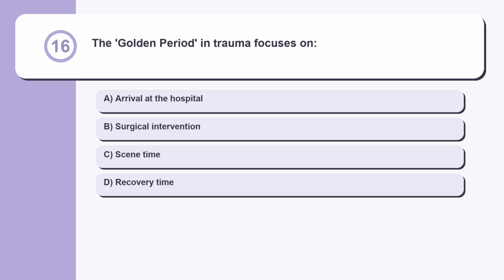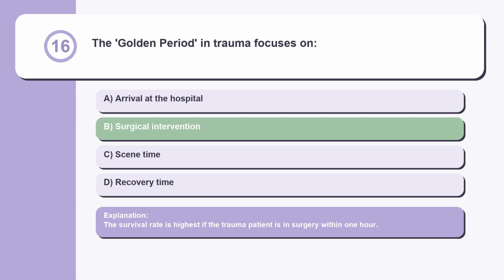Question 16. The golden period in trauma focuses on arrival at the hospital, surgical intervention, scene time, recovery time. The survival rate is highest if the trauma patient is in surgery within 1 hour.